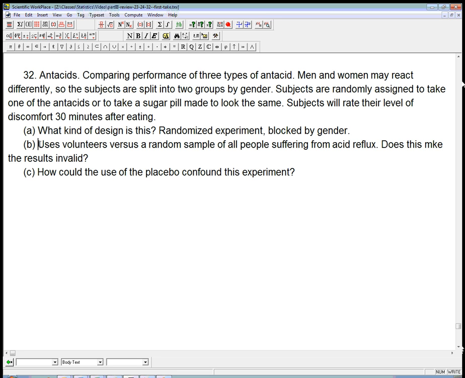One thing they ask is, this experiment uses volunteers versus trying to take a pure random sample of all people suffering from acid reflux. So remember, taking a random sample, that's something that happens with surveying, and we really want to do that. So is this really a bad thing? It seems like, oh wait a minute, I thought we were supposed to take a random sample.